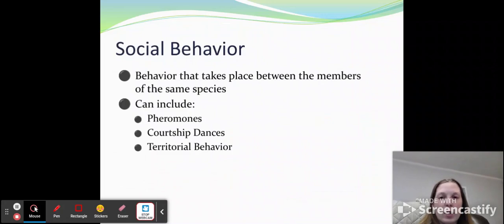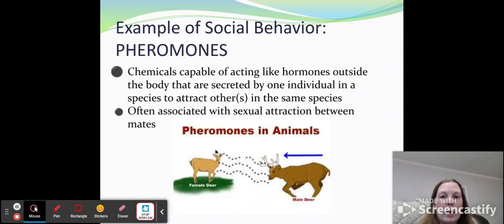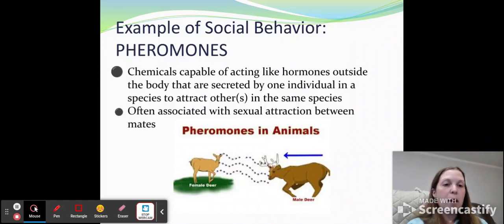And social behavior. So these are behaviors that take place between members of the same species. These can include pheromones, which can lead to mating, courtship dances, and then territorial behavior. So pheromones are chemicals that are capable of acting like hormones outside of the body that are secreted by one individual in a species to attract others of the same species. These are often associated with attraction between mates. So females will release pheromones that will then attract the males to them during their time of mating.